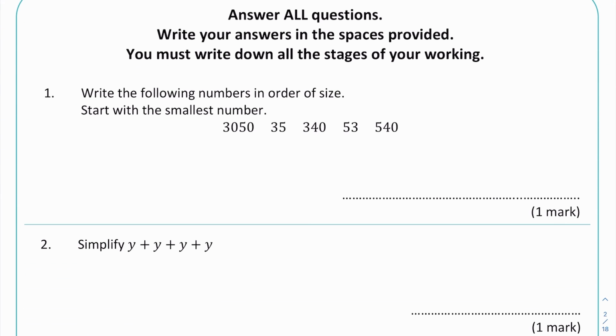Now it says here, write the following numbers in order of size and start with the smallest number. So we want to find the numbers that are in the tens. Looking at these ones to start with, we've got numbers in the tens, hundreds and thousands. So we've got 35 and 53. 35 is the smallest, then 53, then we can move on to the number in the hundreds. You've got 340 and 540, so 340 goes first, then 540, and then we have the number in the thousands, so 3050. Hopefully a nice question to get started with.